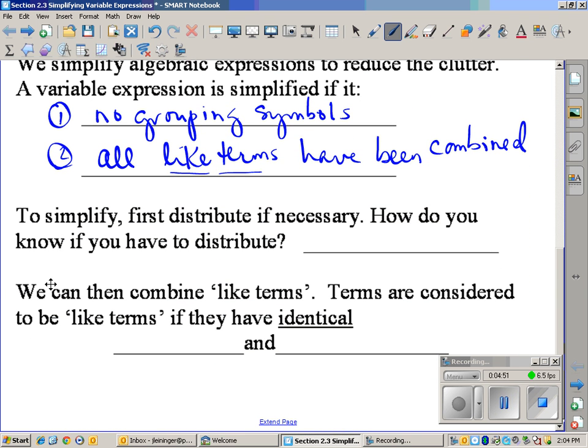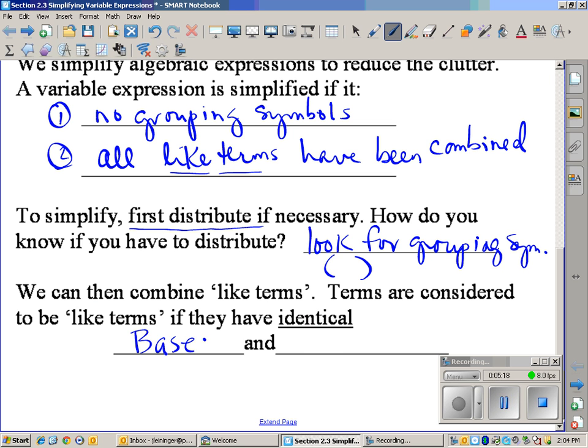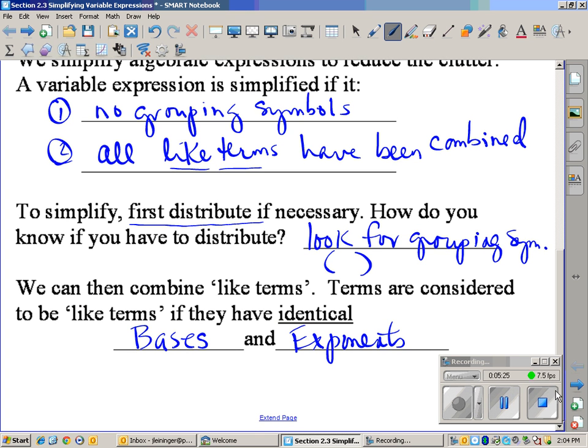So to simplify expressions, you distribute if necessary. How do you know if you have to distribute? You look for a grouping symbol, which usually is a parentheses. Once the parentheses are gone, then we look for like terms. Terms are considered to be like terms if they have identical bases and exponents. And all numbers are considered to be like terms.